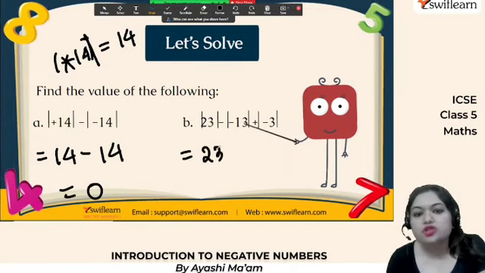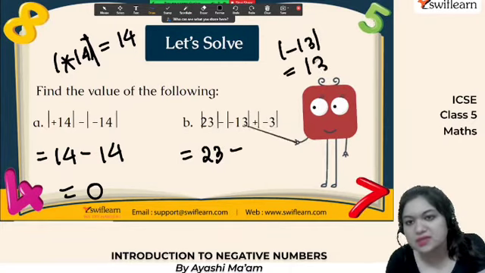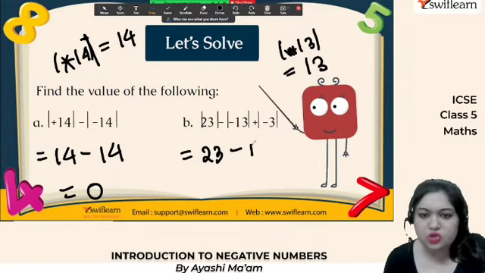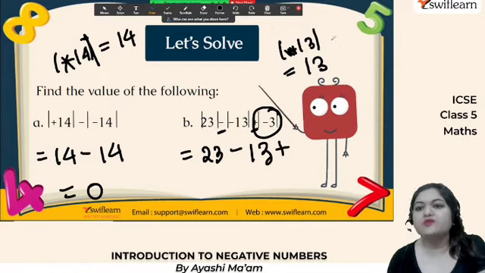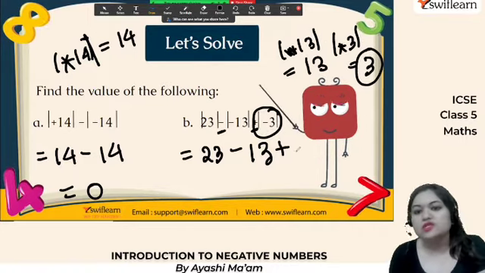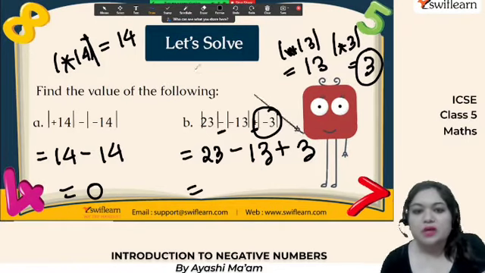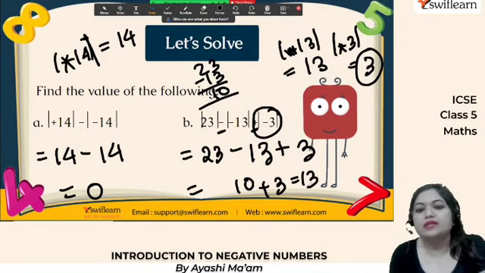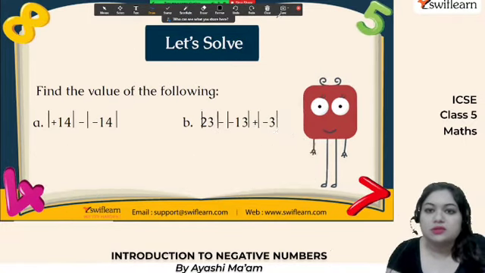Now the absolute value of 23 will be 23 positive, minus the absolute value of -13. Absolute value of -13 is +13. We simply need to forget about this minus sign, right? So this is going to be just 13, plus as it is, this plus and this minus. And then absolute value of -3 will be only 3, positive 3, right? Simply ignore this minus sign. So only positive 3. Now you solve it. So what you will get? 23 minus 13, you will get the answer as 10. And then 10 plus 3, you will get the answer as 13 only, right? This is how you can solve it. Okay.